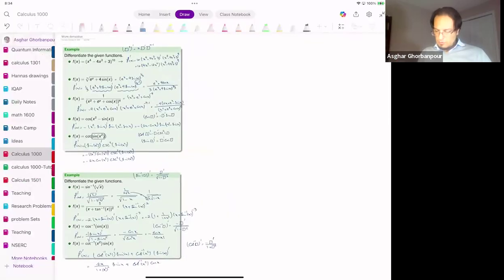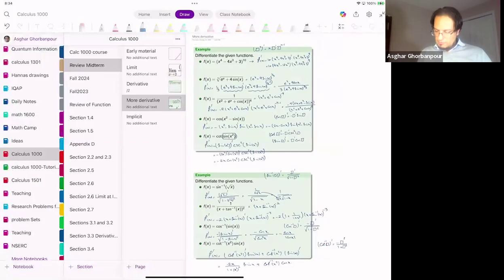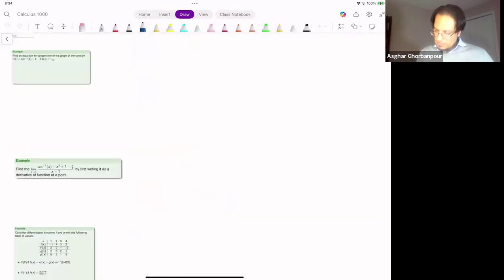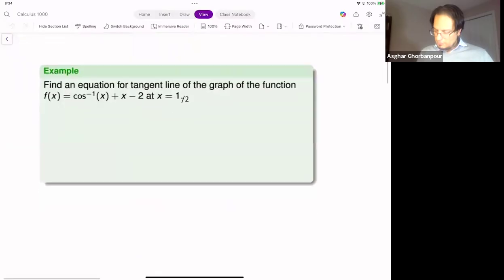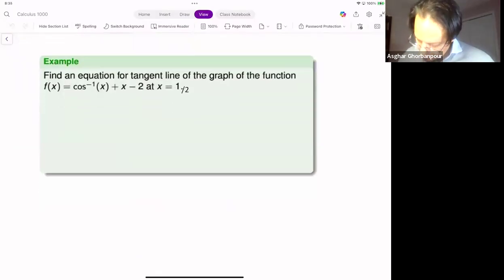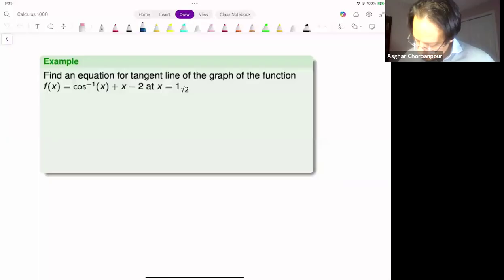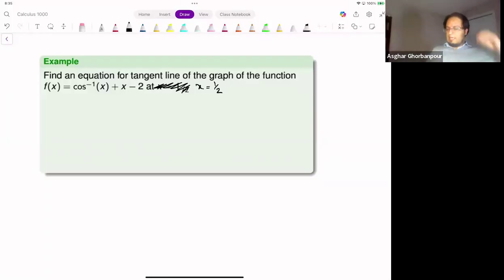Okay, then let's do some more derivative questions. I will start with this one. Find the equation for the tangent line for this function, for the graph of cosine inverse x plus x minus 2 at x equal to half. I'll give you a few seconds.